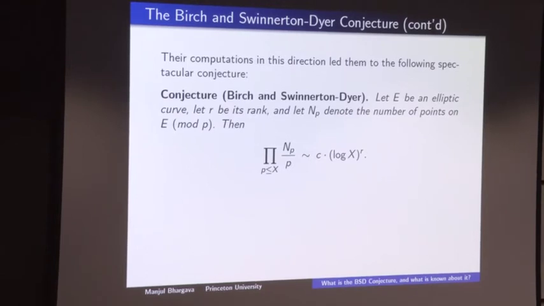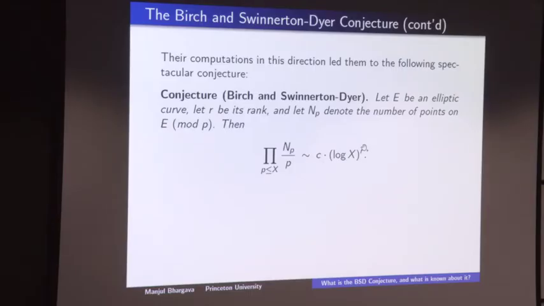It says that you really can notice Np over p being larger than it should be if the rank is large. So you can imagine that you can try to determine r without finding any rational points by using this conjecture. You just compute Np over p for p less than or equal to x, and look at the graph and see how this is growing. And if it's growing like log x to the r, then that tells you that the rank should be r.